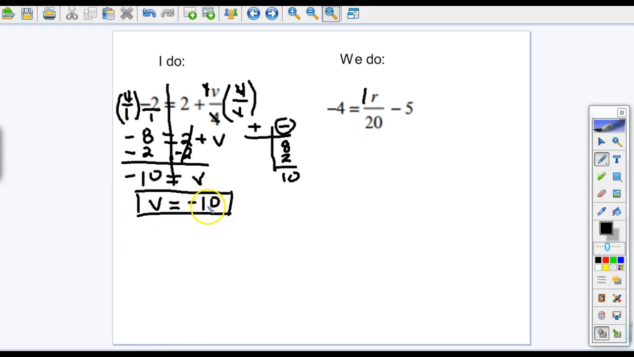So let's go ahead and check it. I'm going to rewrite my problem. I have a negative 2 is equal to 2 plus, and instead of v, we're going to write negative 10 over 4. And we're going to solve this problem.